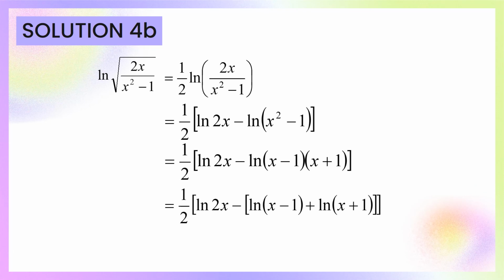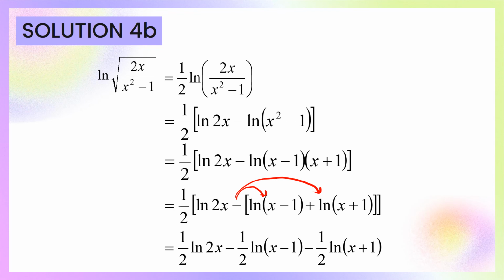So we expand this one. We open it up. Okay. So then we get 1 over 2 ln 2x minus 1 over 2 ln of x minus 1 minus 1 over 2 ln of x plus 1.